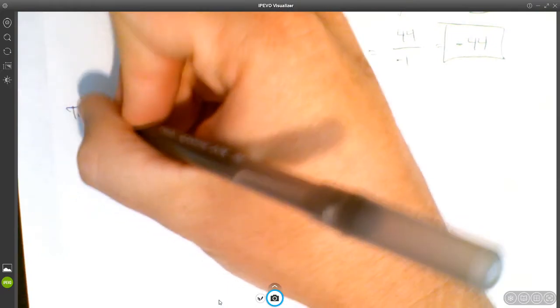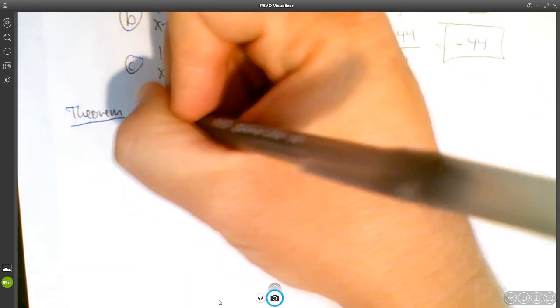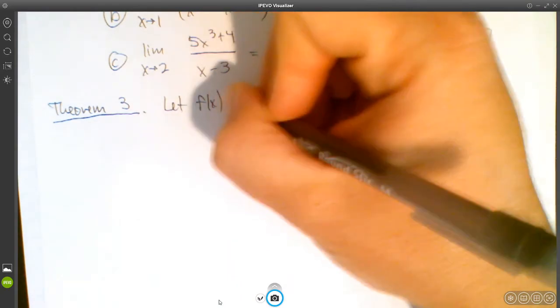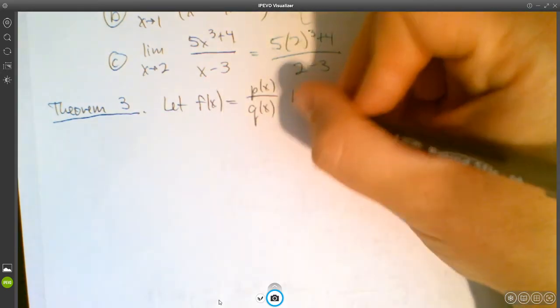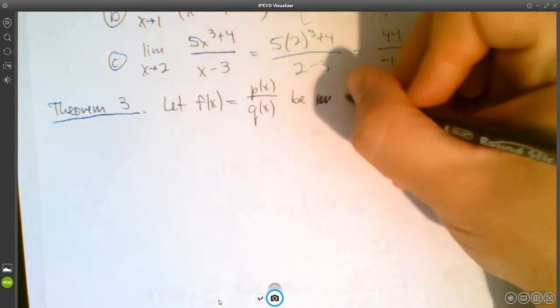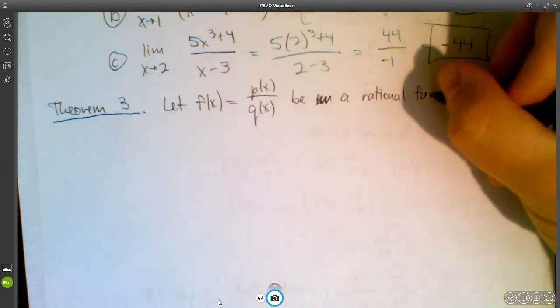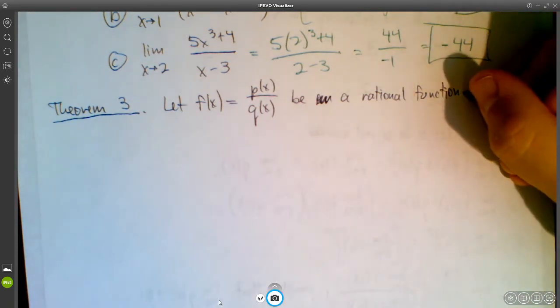So I'm going to give you a third theorem, and I haven't written this one out ahead of time, so you'll have to bear with me while you write this down. We'll write this down together. But so Theorem 3. Let f of x equal p of x over q of x be a rational function. So in other words, p and q are polynomials, right? And let's let a be a real number.